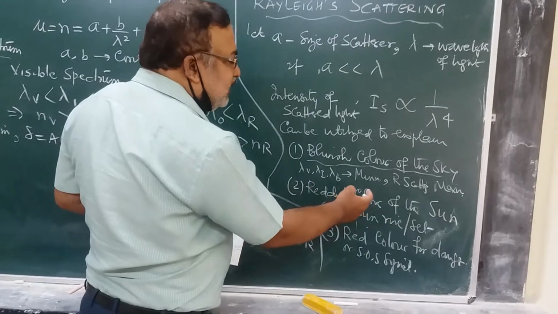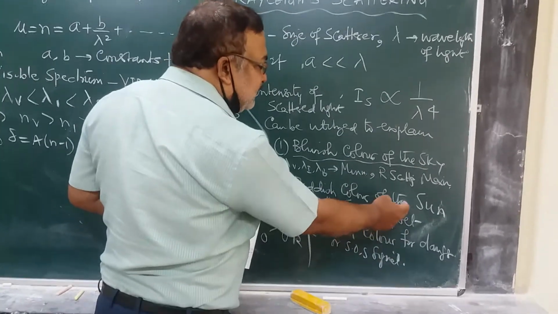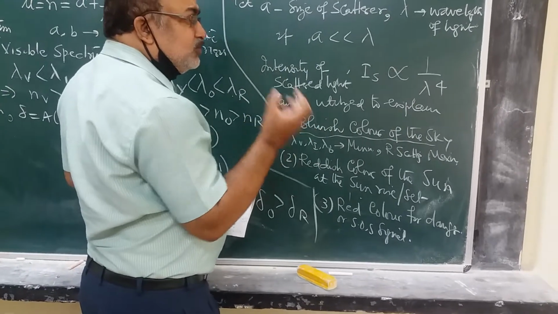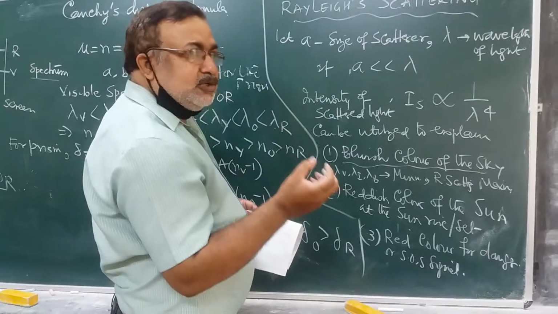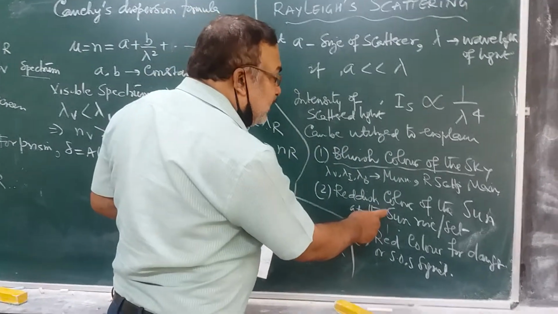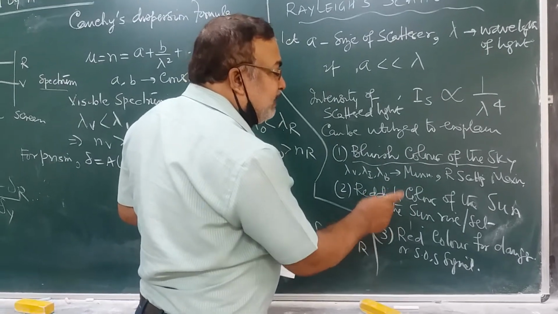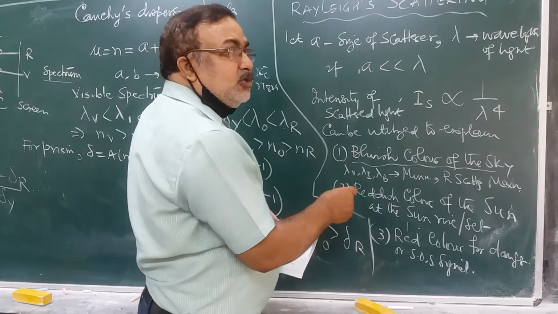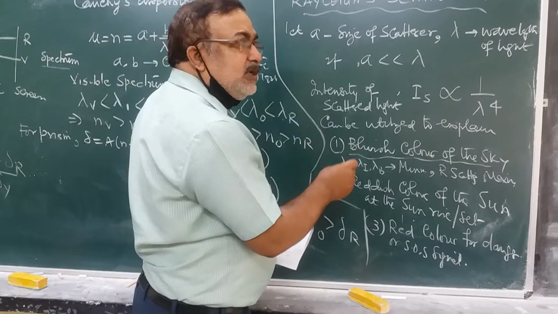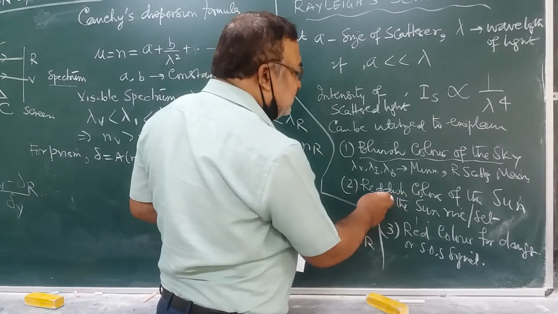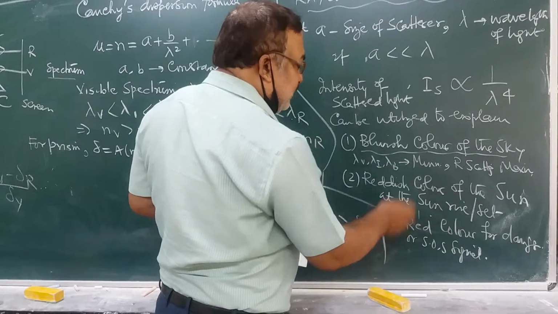Second is the reddish color of the sun at the time of sunrise and sunset. At the time of sunrise and sunset, the sun rays have to travel a large thickness of the atmosphere, so Rayleigh scattering occurs, and the color which has the maximum wavelength will scatter least, that is red color. So red color, which is scattered least, can be seen from a long distance. That's why at the time of sunrise or sunset, the reddish color of the sun is seen.